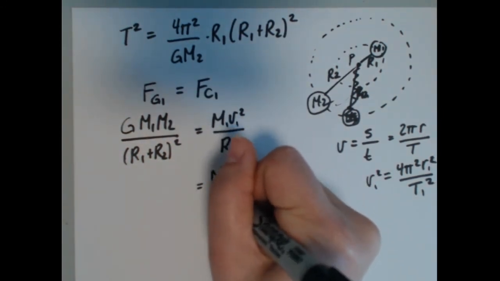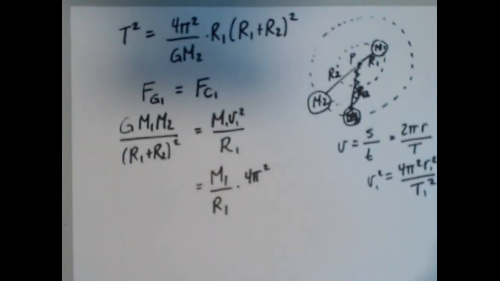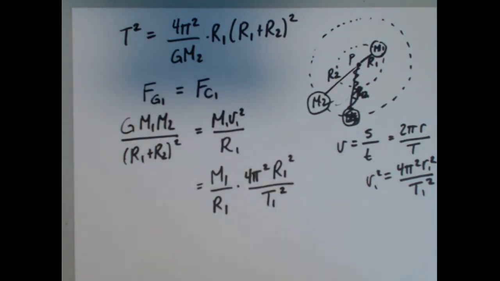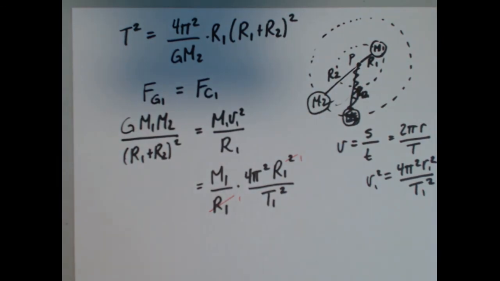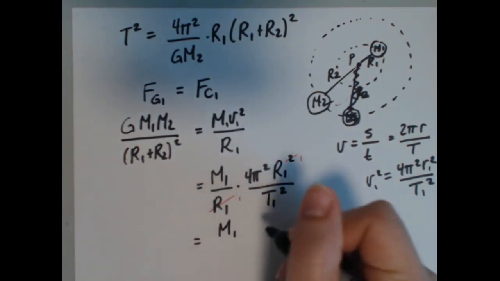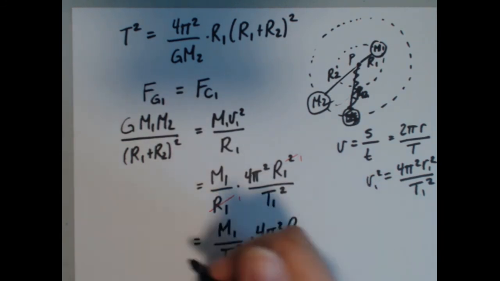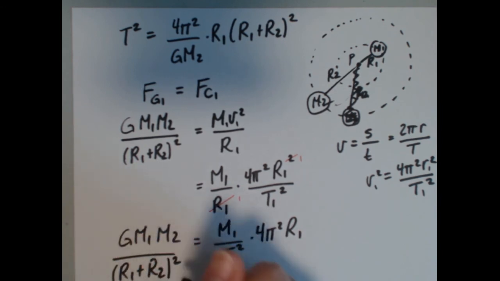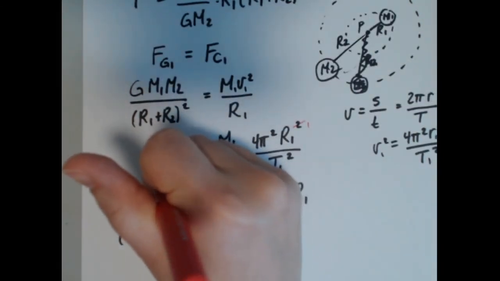So on the right I have M1 over R1 times V1 squared. V1 squared is this: 4 pi squared R1 squared over T1 squared. Okay, so I can see some cancellations about to occur, at least one. I see R1 can cancel with one of these R1s here. So that means I'm left with M1 over T1 squared times 4 pi squared R1. And that's equal to G M1 M2 over (R1 plus R2) squared. Okay, so I notice that M1 is appearing on both sides. So I cancel that out.